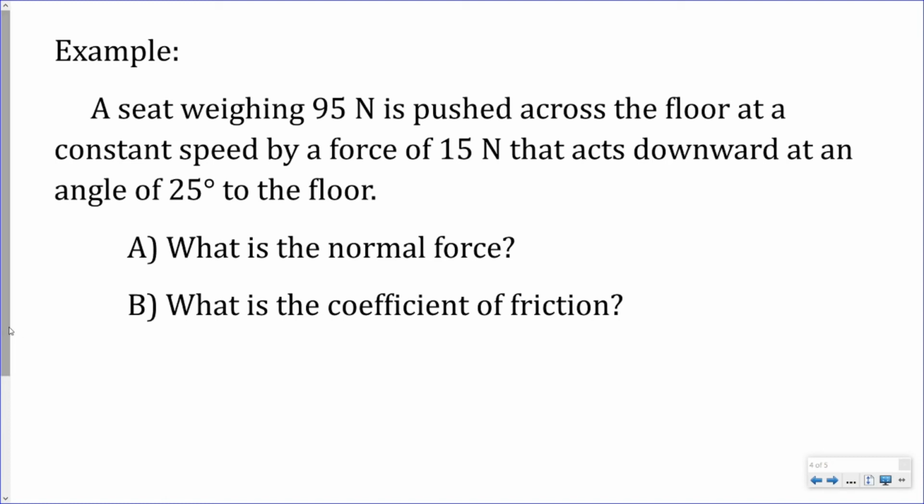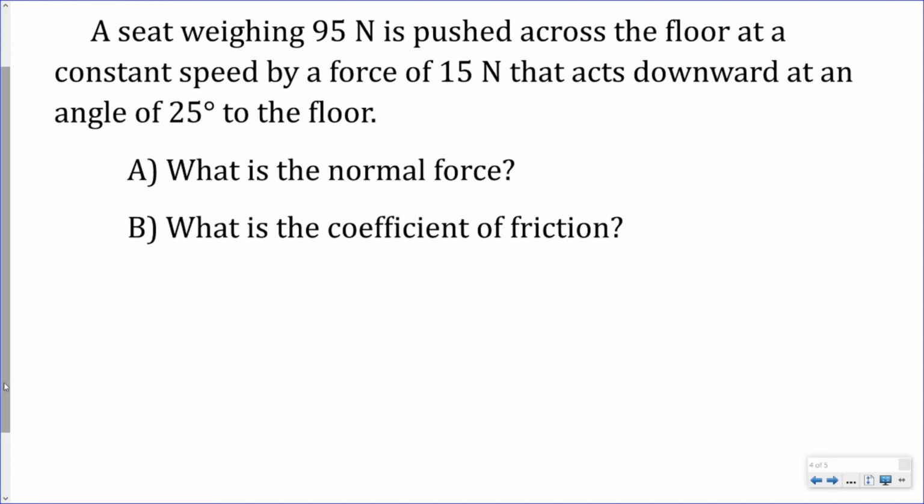So what we want to do first is draw a diagram. You're going to find I'm going to draw a lot of rectangles. So my seat is going to be a rectangle. So here's my seat, or the chair, whatever it is. It tells us it weighs 95 newtons. What does that mean? That is the force of gravity. We learned that in our last one. So let's draw this here. Fg equals 95 newtons. Okay, great.